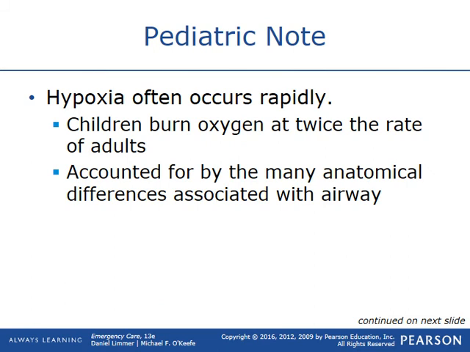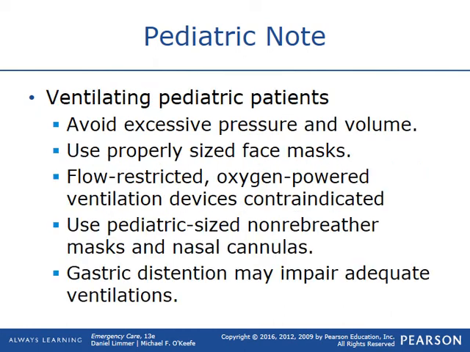Remember, in kids, that hypoxia occurs very quickly. Children tend to burn oxygen at about twice the rate of adults, and this is accounted for by the many anatomical differences that are associated with the kid's airway versus adult airway. So when ventilating pediatric patients, make sure that we're avoiding excessive pressure and volumes. We don't want to overinflate the lungs. Use a properly sized face mask.